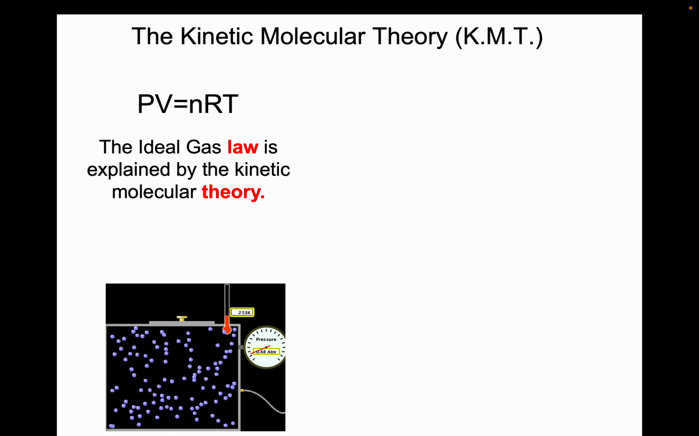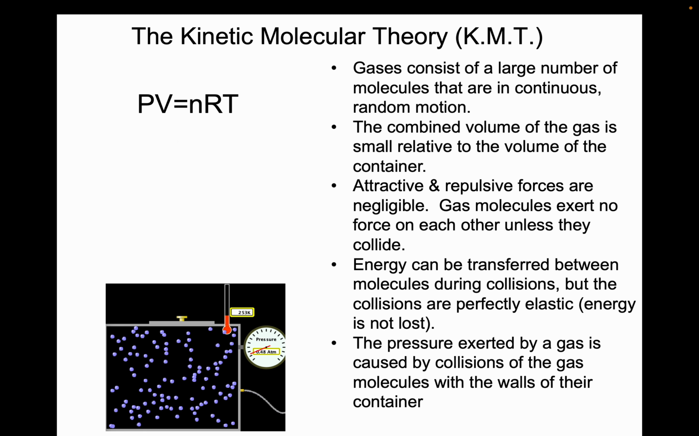In order to explain it, we need a theory. A scientific law is describing a set of observations, and a theory seeks to explain those. We're going to use the kinetic molecular theory of gases to explain the ideal gas equation. Here are the different components to that. We want to be able to understand these, see when they're valid or not, and how they are leading to our ideal gas equation.